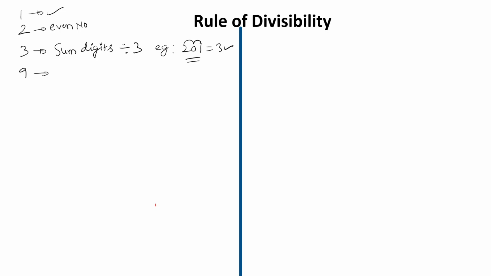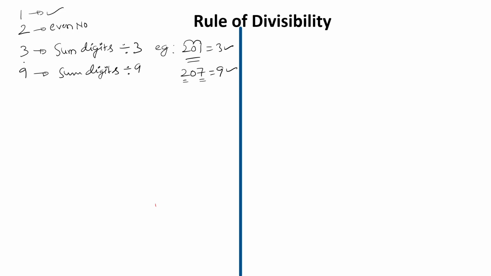Now coming to 9, also the same thing. The sum of digits should be divisible by 9. Is 201 divisible by 9? No. If it is 207, yes, we can divide by 9, because 7 plus 0 is 7, 7 plus 2 is 9. So 9 is divisible by 9. You can check it, this 207 is divisible by 9.